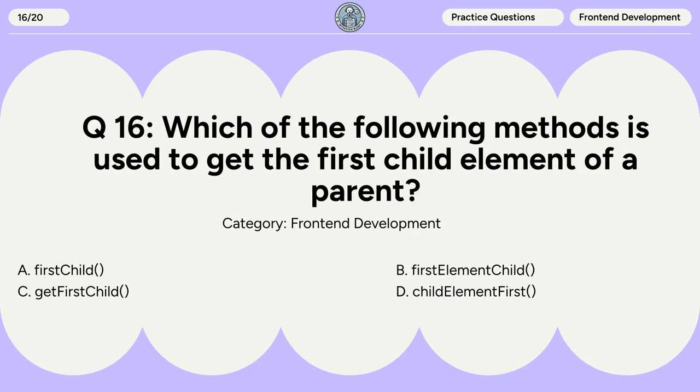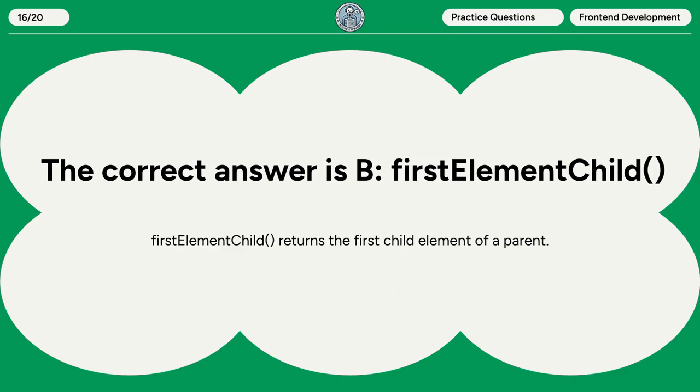Question 16. Which of the following methods is used to get the first child element of a parent? A. First child. B. First element child. C. Get first child. D. Child element first. The correct answer is B. First element child. First element child returns the first child element of a parent.